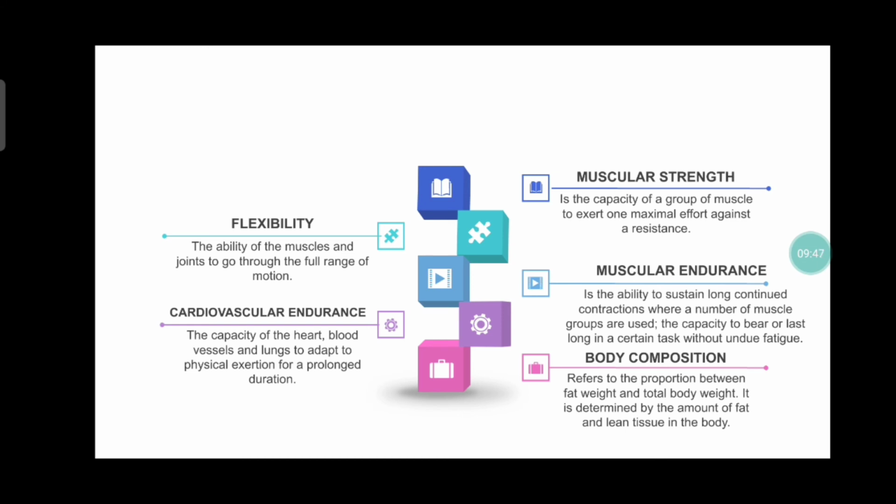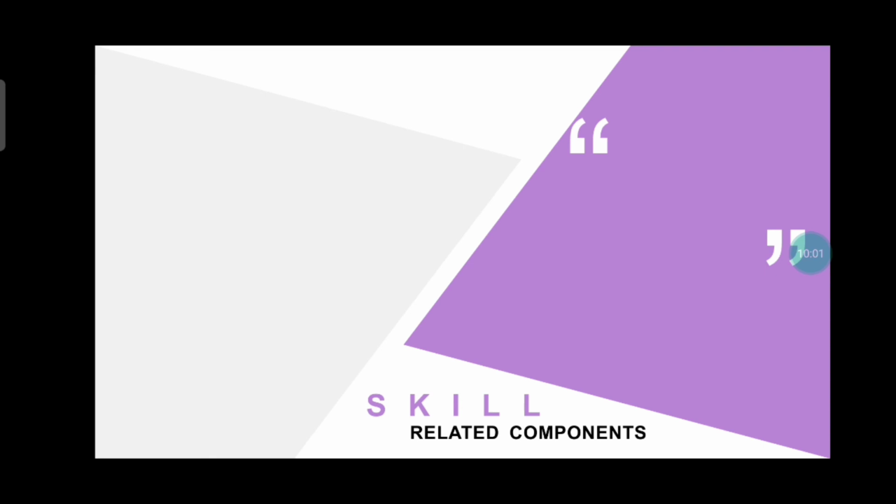Body composition refers to the proportion between fat weight and total body weight. It is determined by the amount of fat and lean tissues in the body. So the second one is the skill-related components. It is based on the neuromuscular system and determines how successful a person can perform a specific skill.